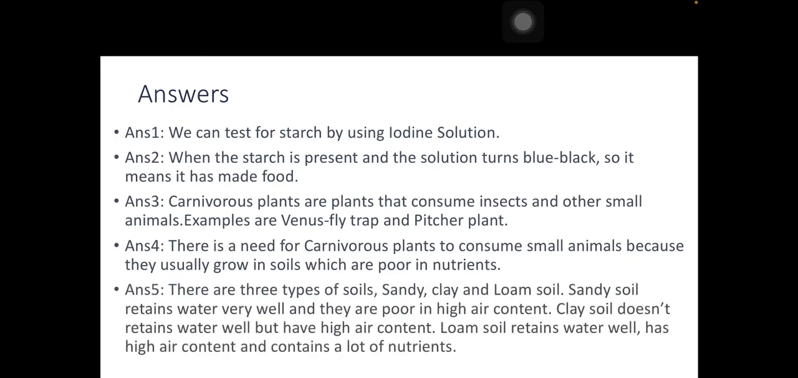There are 3 types of soils: sandy, clay, and loam soil. Sandy soil retains water very well and has poor air content. Clay soil doesn't retain water well but has high air content. Loam soil retains water well, has high air content, and contains a lot of nutrients.